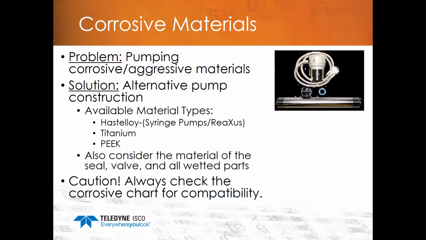But when you're looking at that, the first thing you want to consider is the whole fluid path. You need to know the seal, you need to know the valves, all the wetted parts. Corrosive materials have a way of getting out and finding themselves somewhere if they are not completely protected by their fluid path. So you want to definitely consider that. And always, always, always take the time to check the corrosion chart for compatibility with the material you're dealing with and that you're ordering. That's a very, very important thing.